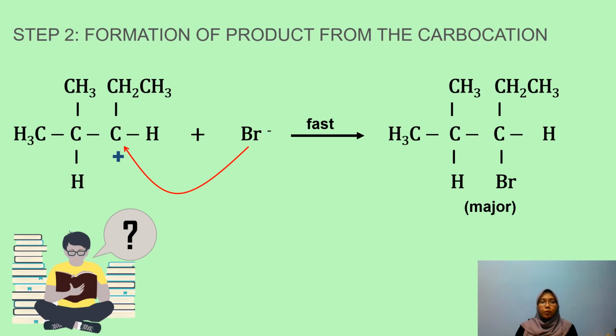Step 2 is the formation of product from the carbocation. As we can see, Br negative is now the nucleophile and the carbocation becomes the electrophilic site. This time, Br will attach to the positively charged carbon. This step is fast and will produce a major product, which is 3-bromo-2-methylpentane.